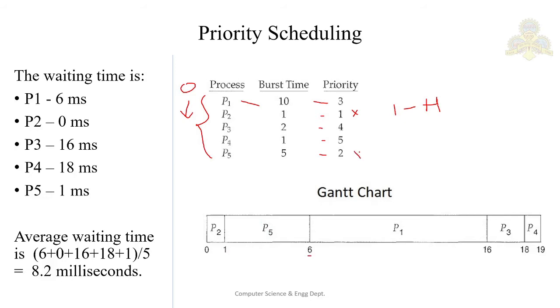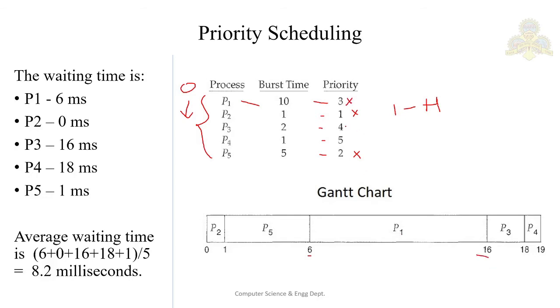Now this is done. Compare the priority now. 3, 4, 5 you have, right? Which is the smallest? 3 is the smallest, right? So we will consider P1 now. We will represent P1 here. 6 plus the burst time 10 is 16 over here.